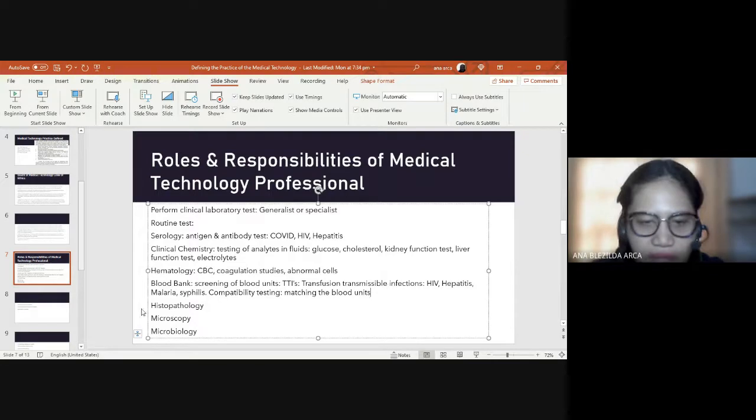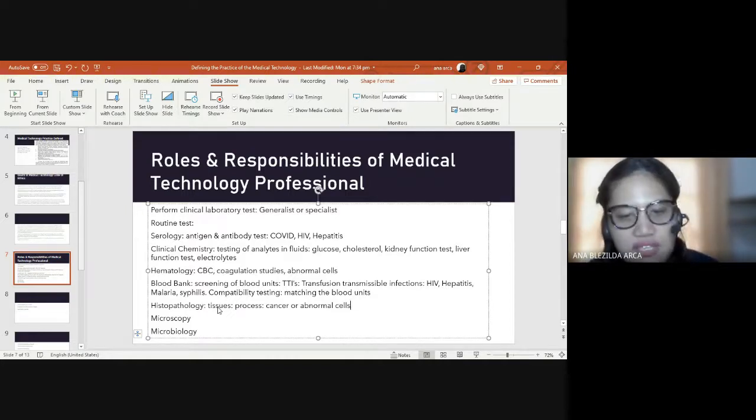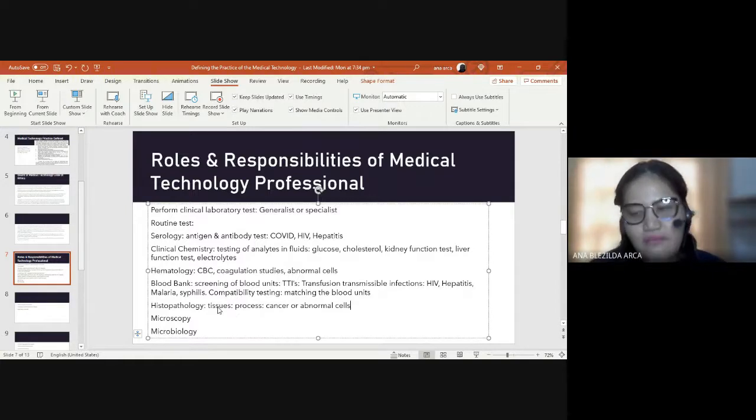Okay? Now, next is the histopathology. Kapag mga histopathology, this involves tissues. So, yung mga tissue na yan, you're going to process that and then look for cancer or abnormal cells. Okay, so this deals with cancer diagnosis. So, delikado rin ang histopathology section kasi hindi ka basta-basta pwede magsabi na may cancer, di ba?